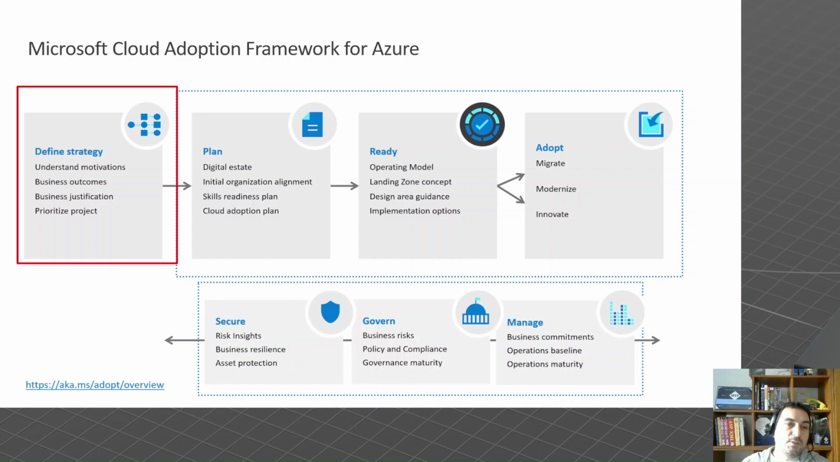So there are a couple of things we need to look at here. Now, if we look at the Cloud Adoption Framework, it's quite comprehensive information you'll find there in regards to motivations, specific business outcomes and justification, which will ultimately help to prioritize the project.